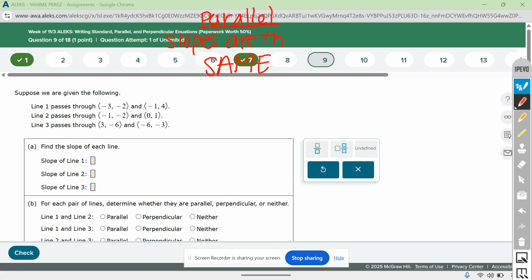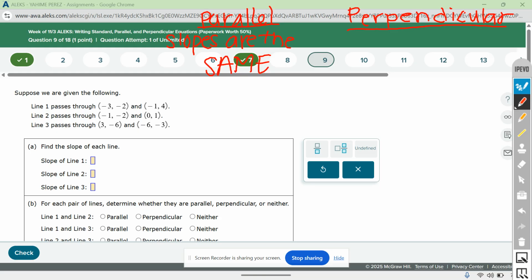Okay, and then perpendicular lines are interesting because they touch at one point and they make a perfect right angle. Like the two lines make a perfect T.